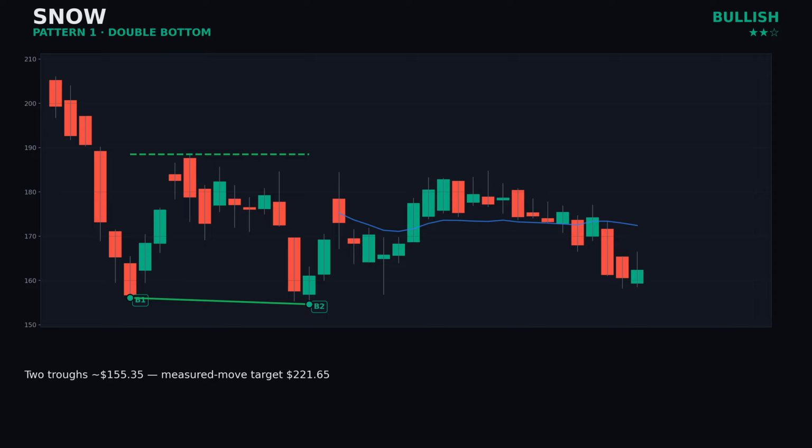The textbook measured move projection is 13.3%. That's the typical decline once the pattern fully completes. It's a guide, not a guarantee. So we still need our SL in place.